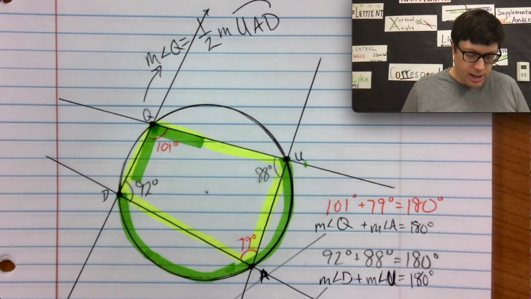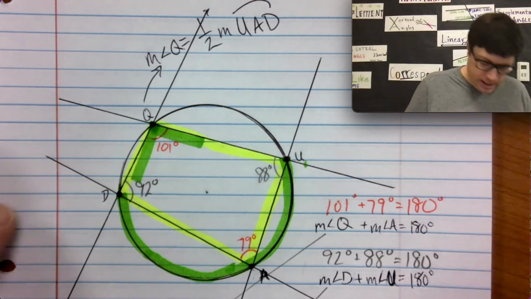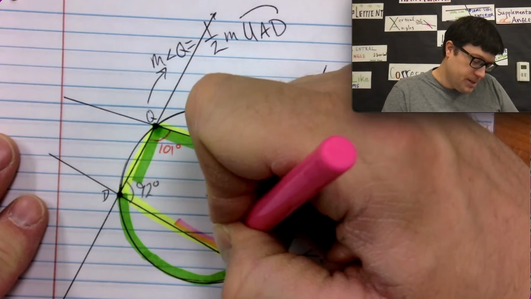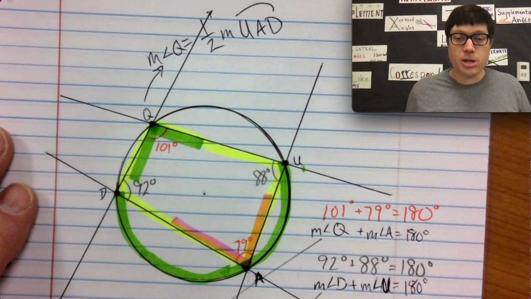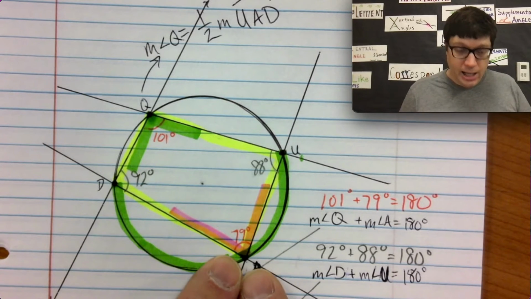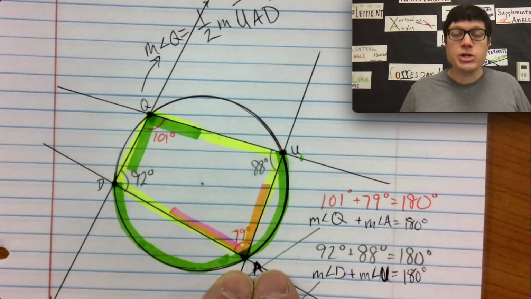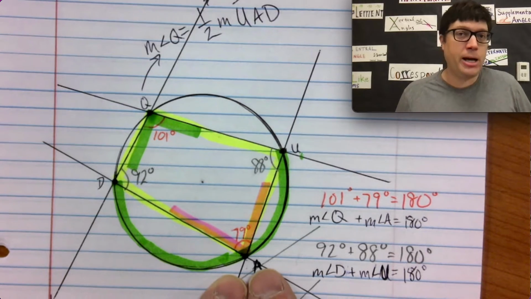Let's go with angle A. I'm going to highlight angle A pink. So we're supposed to be focusing on opposite angles, right? That's the goal. Focus on opposite angles. So angle A is across from angle Q. And then I'm going to highlight the intercepted arc created by angle A.